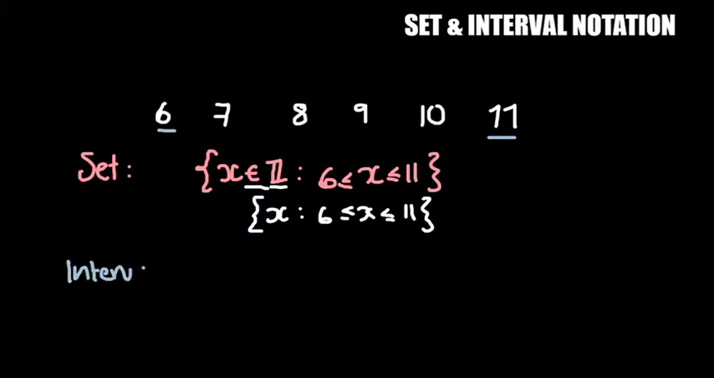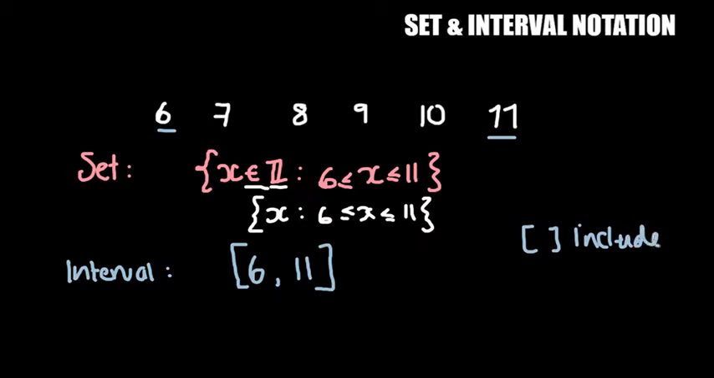The other option is interval notation. So intervals talk about the kind of period of time or space or numbers that you are interested in. It's literally an interval. So I want the interval that includes 6 and runs up to 11, and I want to include both of those. So I'm going to use the square bracket notation. So square brackets include, conversely, round brackets don't include.